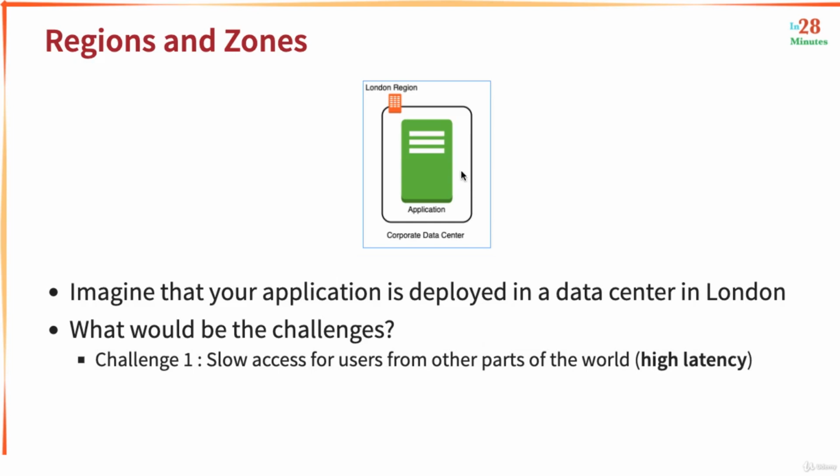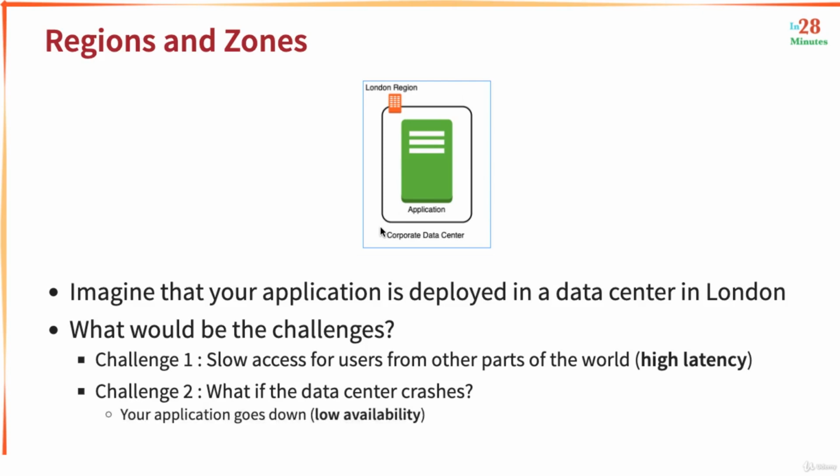So if I'm accessing this application, let's say from Sydney, or let's say I'm accessing it from Mumbai or Chennai or New York, the application will be a little slow. This is also called high latency. So we'll have high latency for users from other parts of the world. Number two, let's imagine the scenario where this data center crashes. And because we just have one instance, the application is no longer available. So the application goes down. So the application has low availability.